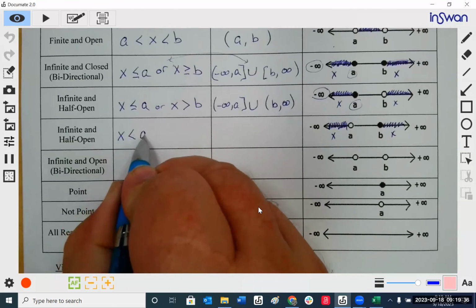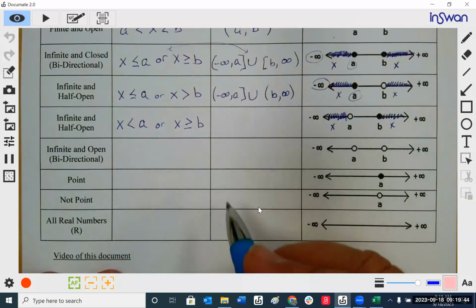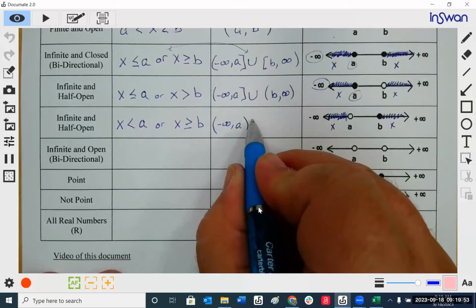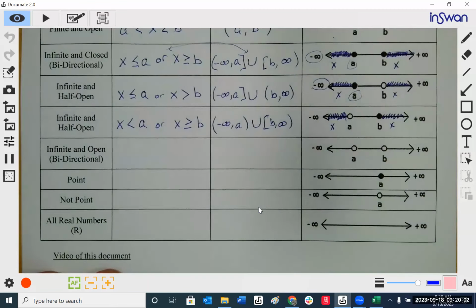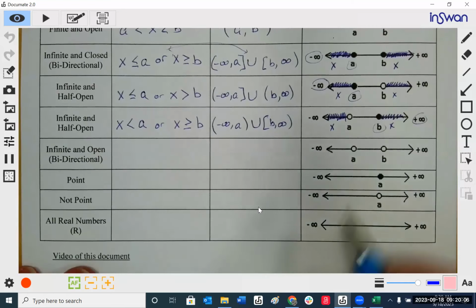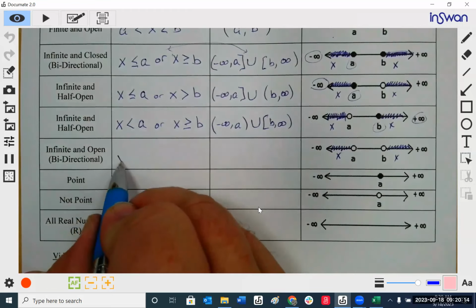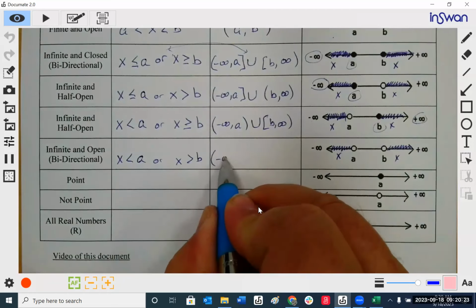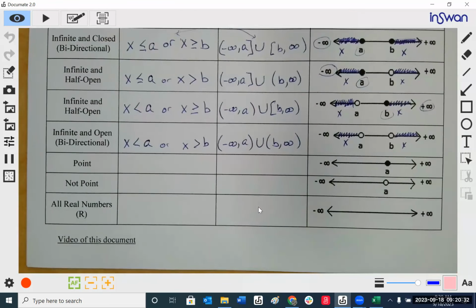X is strictly less than A, or X is larger than or equal to B. That's what that one says. Negative infinity to A, and they're both parentheses. B is a solid, so it's a bracket, comma. So again, the interval notations, you start and stop. And lastly, for this set, X is strictly less than A, or X is strictly greater than B. Negative infinity to A, and B to positive infinity. So far, so good.